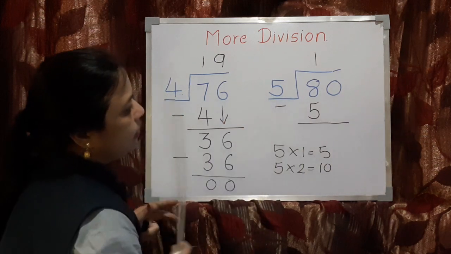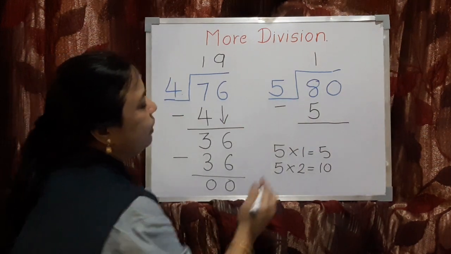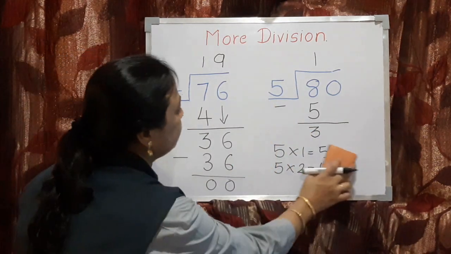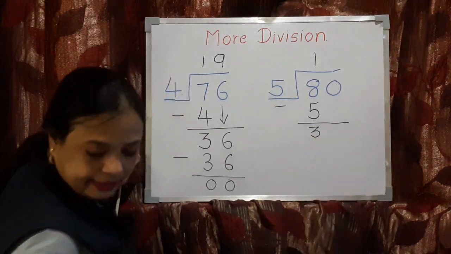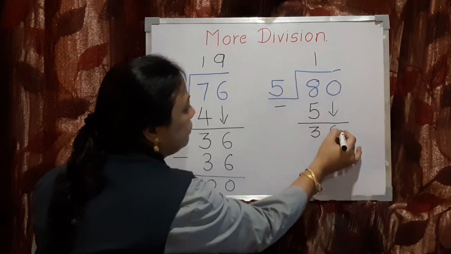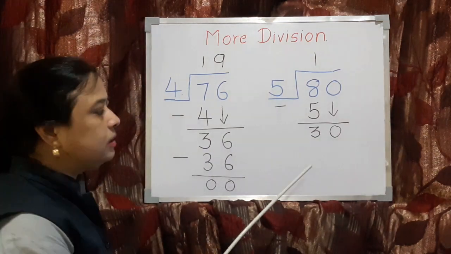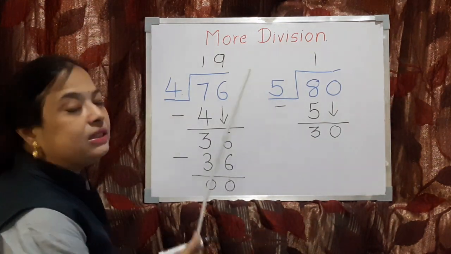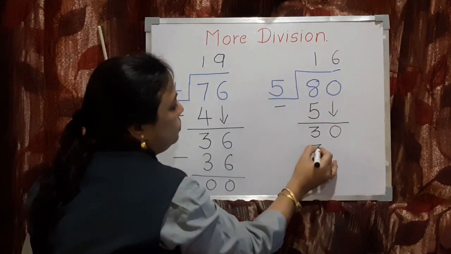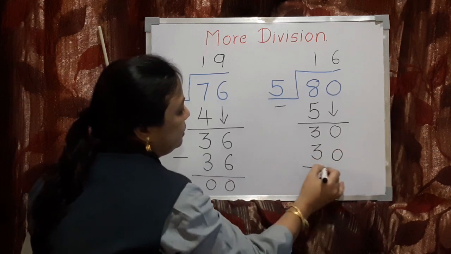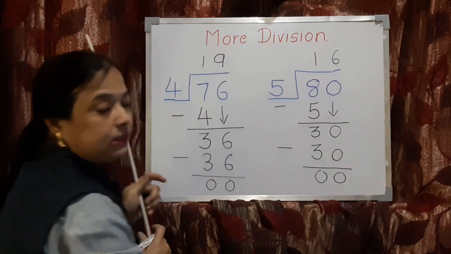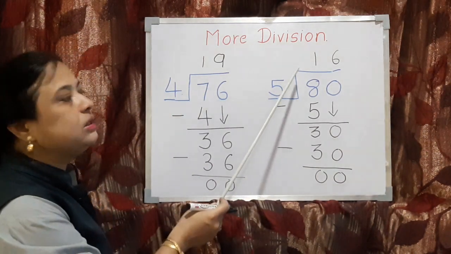Now everybody look here properly. 8 minus 5 will be 3, right? And this 0 we are going to bring down. So now the number becomes 30, right? Now when we say the 5 table, then 5 6s are 30. So we will write down 5 6s are 30. And then when we subtract, we will get 0 answer, means 0 remainder. Our answer here is 16.